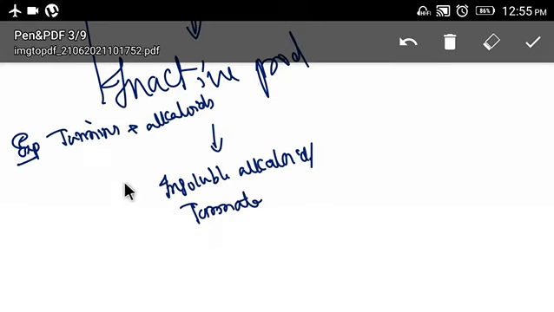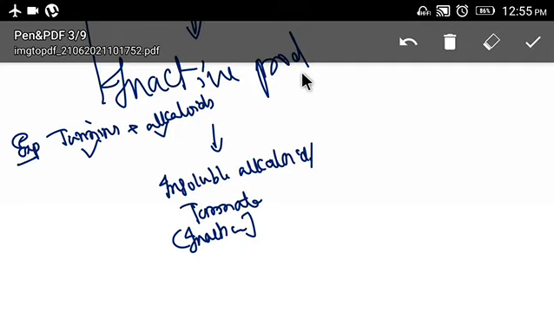So here tannins and alkaloids react chemically with each other, and that results in an inactive product. This inactive product is insoluble alkaloid tannate. Clear? And this is about chemical antagonism.